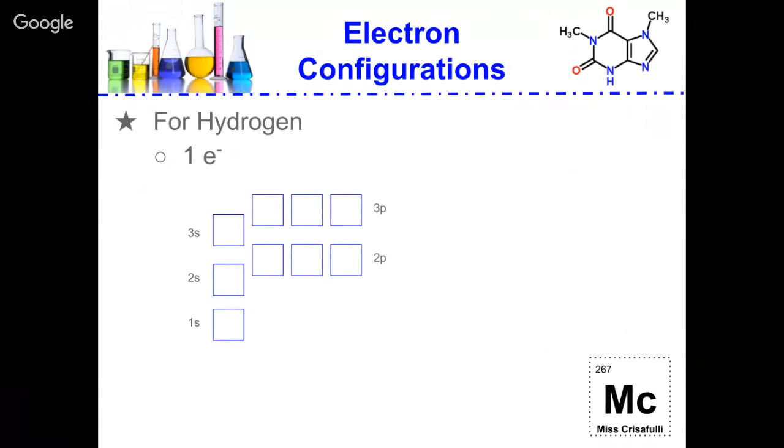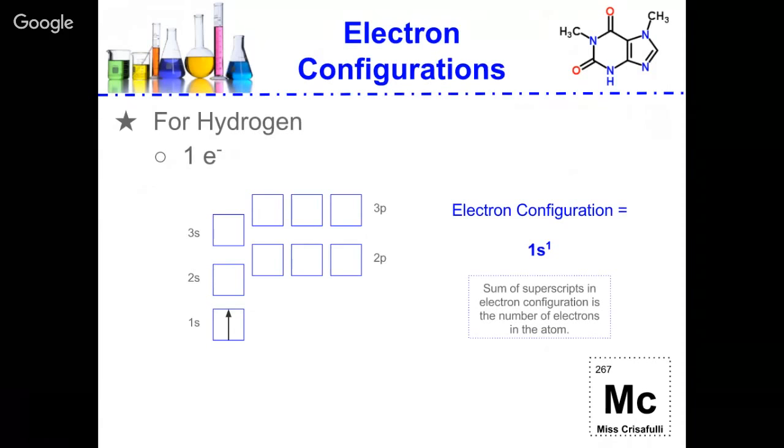So let's look at hydrogen. For hydrogen, we have 1 electron. So if we were going to fill in the Aufbau diagram, we would start at the bottom, so the 1s, we'd put 1 electron in there. And so if we were to write the electron configuration for hydrogen, we would say that in the first energy level, in the s orbital, there is 1 electron.